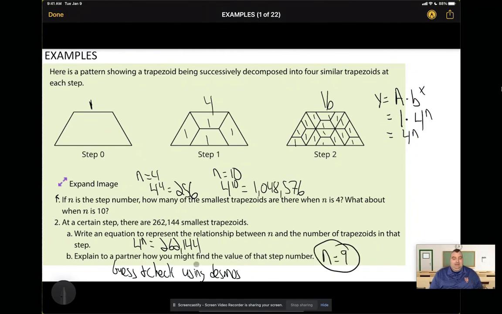How did I find that? I guessed and checked using Desmos. Throughout the rest of this unit, we're actually going to learn mathematically how we can figure out that n equals 9 without having to guess and check. And that is it for your first lesson of Algebra 2B.